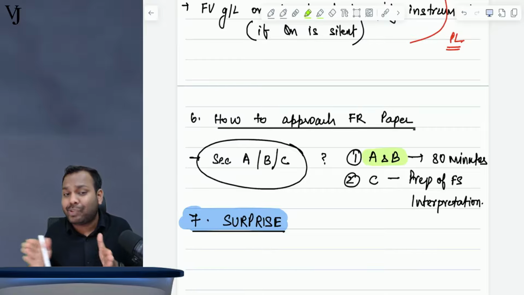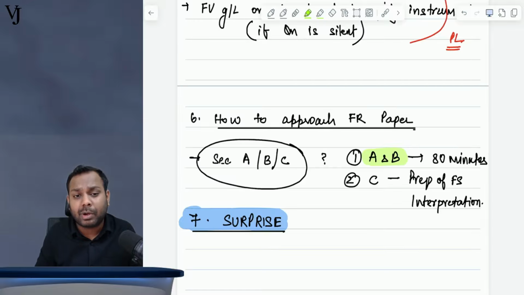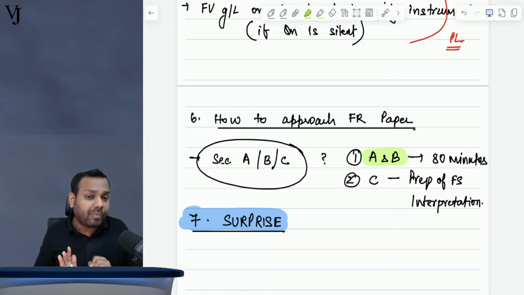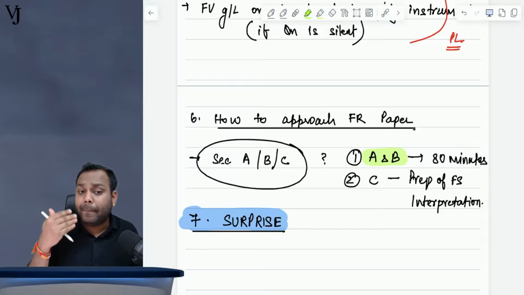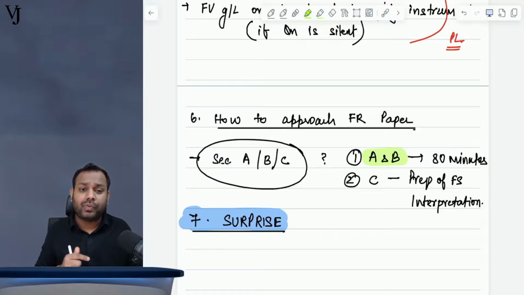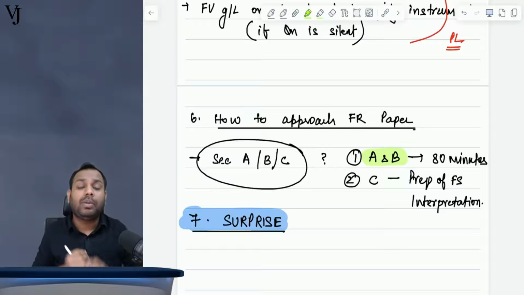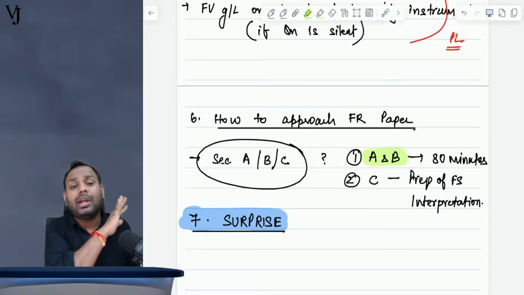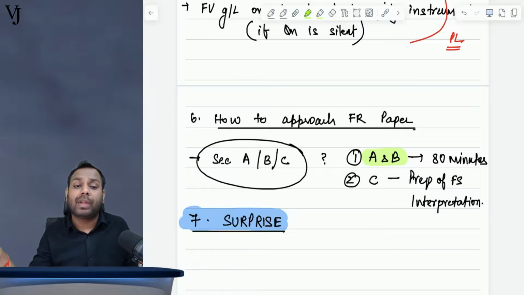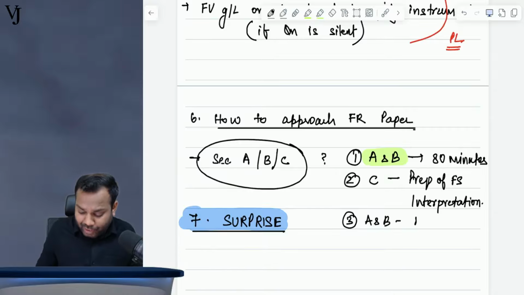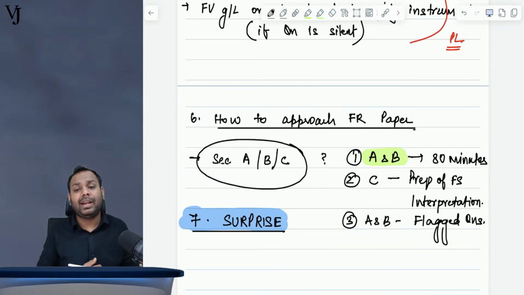Because what is the meaning of a substantial amount of time? If you think there is any question in section A or section B which will take more than 5 minutes, that means it's a complex question. So for 2 marks, spending that much time won't be logical. So just flag that question and move ahead and solve the entire paper, A, B, C, everything, and then come back to the section A and B flagged questions.